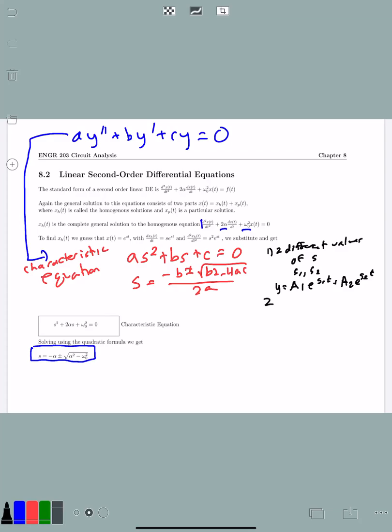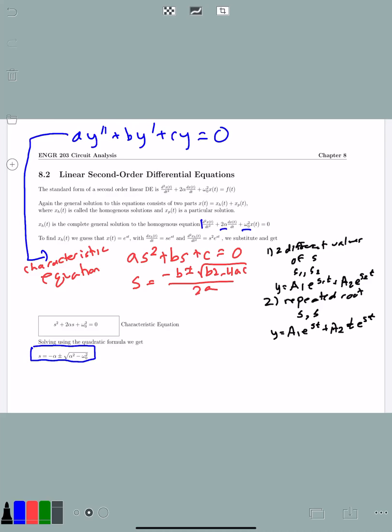The other scenario is if you have a repeated root. So that means you have the same number s, say, twice, repeated root here. Then in that scenario, it's going to be a1 e to the st plus a2 t e to the st. So again, these are the results from differential equations. You can take 252 if you want to try to see where these things come from, but this is how it is.